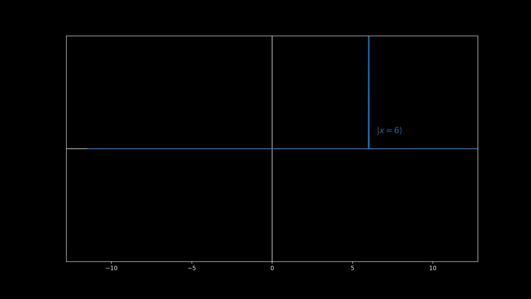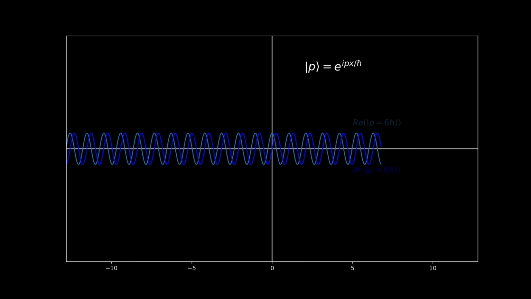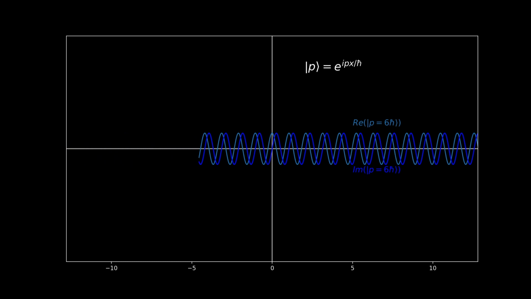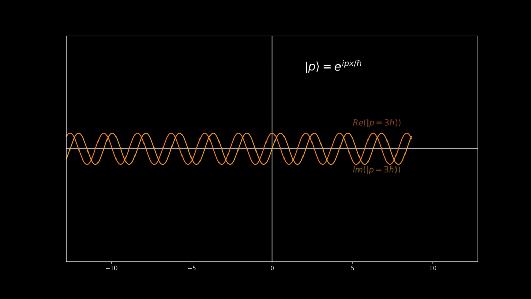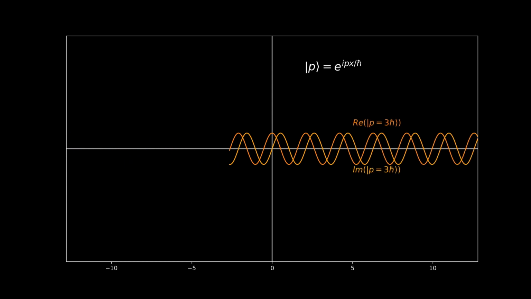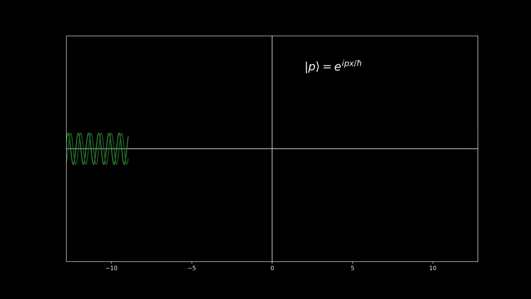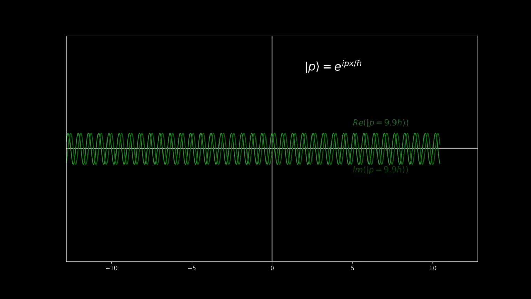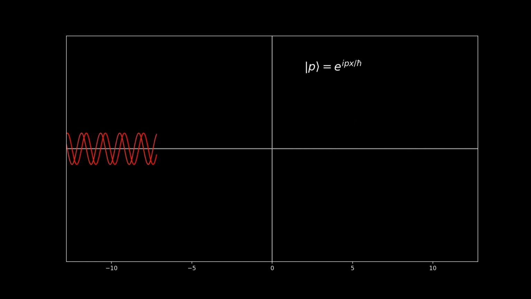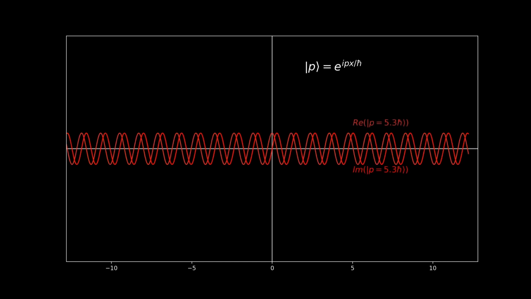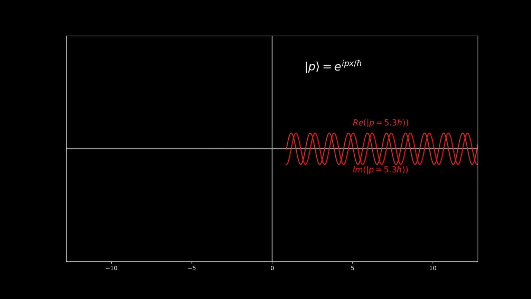The position basis state corresponding to a position x is represented by a function which is 0 everywhere except for a single tall spike at x, while the momentum basis state corresponding to a momentum p is represented by a complex exponential function, which has complementary oscillating sine and cosine waves in the real and imaginary numbers. The momentum determines the spatial frequency, also known as the wave number of these oscillations. Specifically, this wave number is equal to p over the reduced Planck constant h bar, so the larger the momentum, the more rapidly the state oscillates.